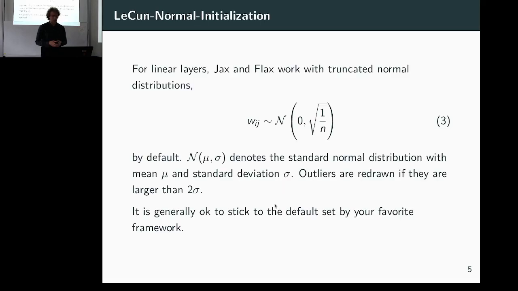Okay, and then what are we using? If you are using JAX and Flax, people use the so-called LeCun normal initialization, which is a truncated normal distribution. But the key here is that we are redrawing outliers, and we consider outliers if they are larger than 2 standard deviations away from 0. And that's an important detail because it removes the long tails of the normal distribution.